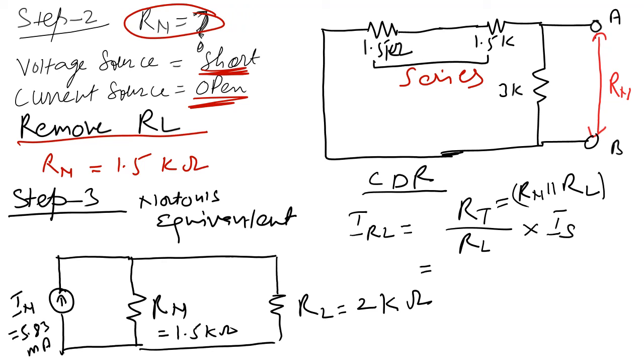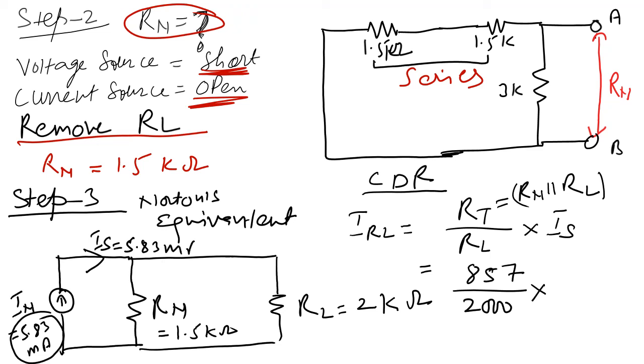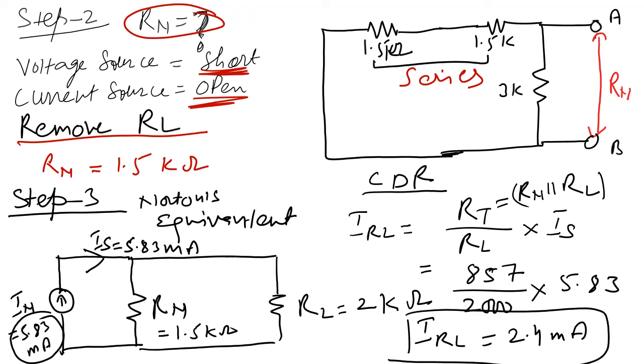After the calculation, this RT will come 857 ohm approximately, little more. RL is 2000 ohm, and the IS is the IN, the current which is coming here, 5.83 milliampere. So multiply by 5.83 milliamp. After the calculation, your answer will come in milliamp only, 2.4 milliampere. This is the current which is passing through RL.